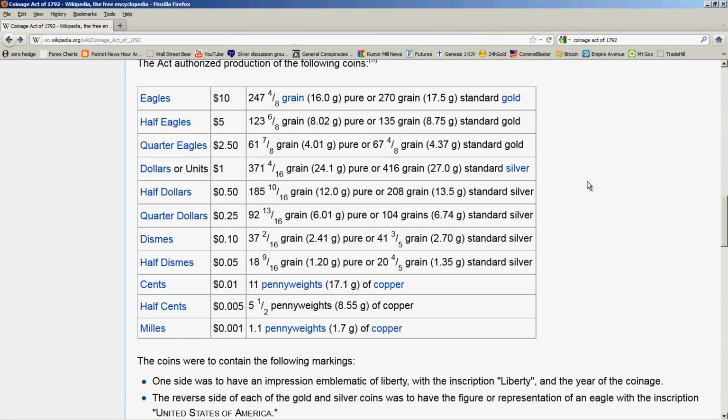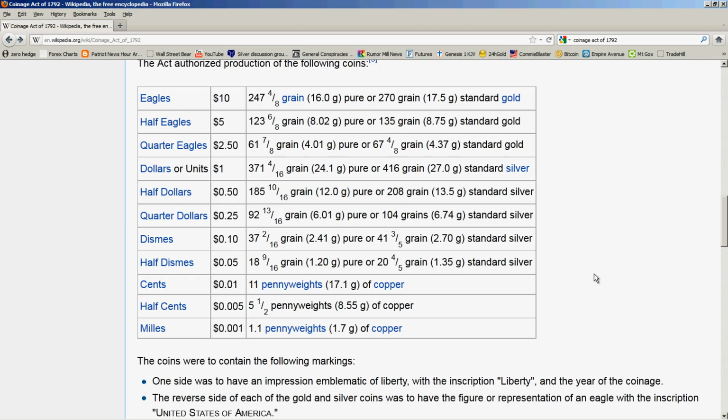So these are the coins that were established by the Coinage Act of 1792. You have the $10 gold eagle, the $5 half eagle, the $2.50 quarter eagle, the silver dollar, the 50-cent, 25-cent, 10-cent, and the half dime, the cent, the half cent, and the mill, which I've never heard of, but that's interesting. None of which we have anymore. None of our coins are even made of copper, because our money has been so devalued that we can't even afford to have a copper penny.